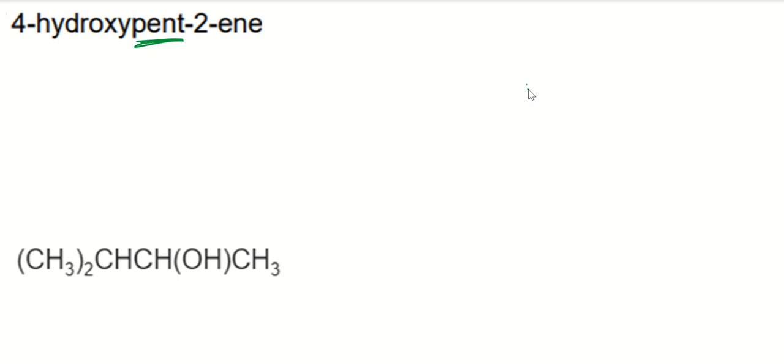So pent: 1, 2, 3, 4 lines, we'll join 5 carbons. 1, 2, 3, 4, 5. Okay. On the second carbon, this guy, there's an alkene bond. Now, does that mean my alkene goes between the second and the first carbon, or between the second and the third carbon? Now, it has to go between the second and the third carbon, because of IUPAC, these are guys that make up all the rules.